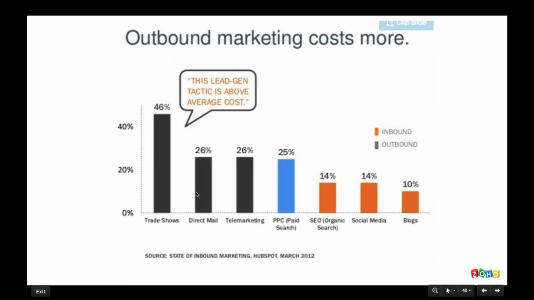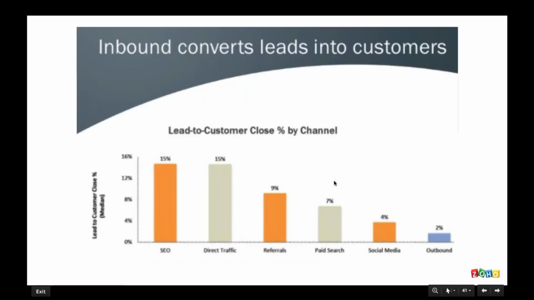If you look at trade shows, direct mail, telemarketing, PPC and all that, the cost keeps going up more and more. And in 2018, it has in fact increased 10x of what you see on the screen. And you can also look at how SEO, social media, and blogs have a lower price, but at the same time, the quality of the lead that's coming in is really high. So this slide that you see on screen is going to be the biggest takeaway for you.